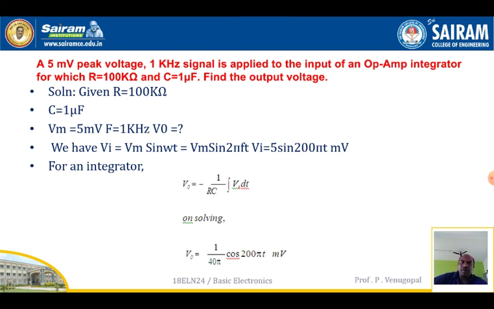Then what is the output voltage of the integrator? The output voltage of the integrator is equal to minus R into Cf into the integration of Vin dt, and we substitute the values of R and C as well as Vin. So we integrate Vin, and we get V0 is equal to 1 by 40 pi into cos 200 pi t millivolts.